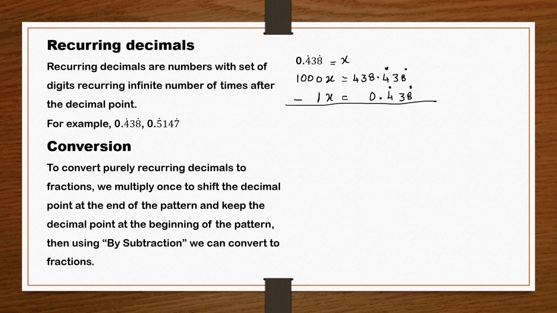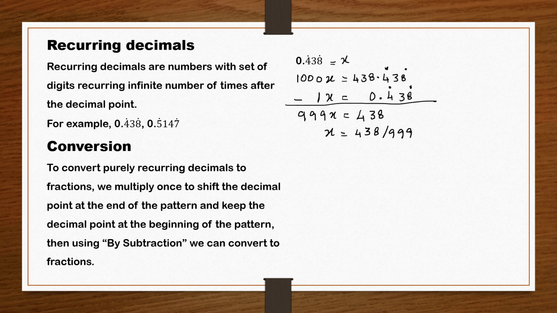1000x minus 1x is 999x. On the right side we get 438. The recurring part becomes 0. x equal to 438 over 999. From this we can understand to convert purely recurring decimals to fractions, write the pattern in the numerator, count number of digits and write as many nines in the denominator.